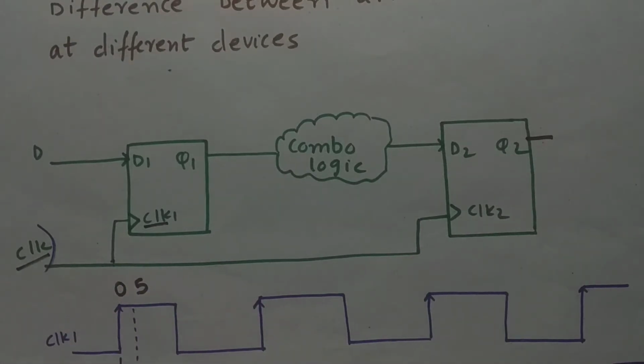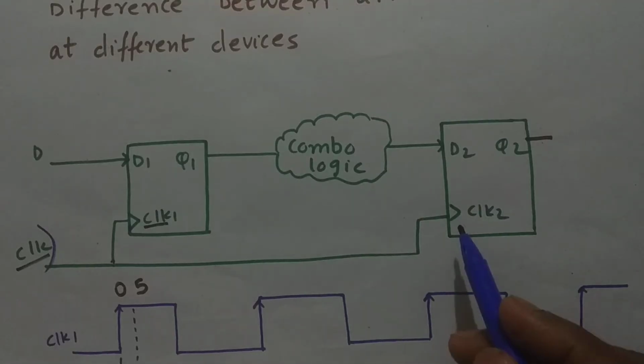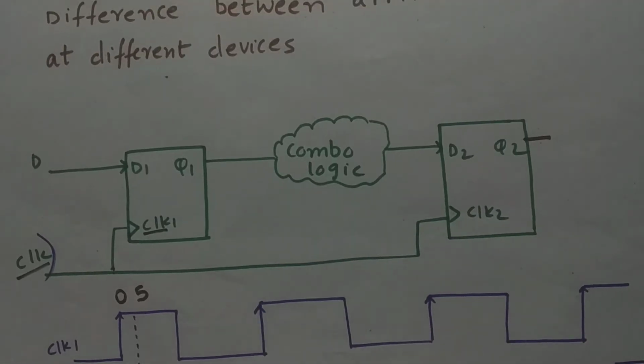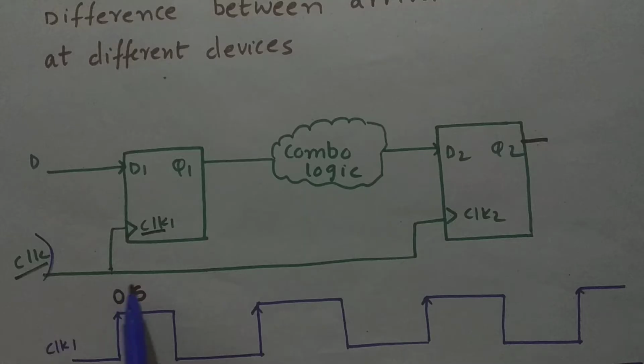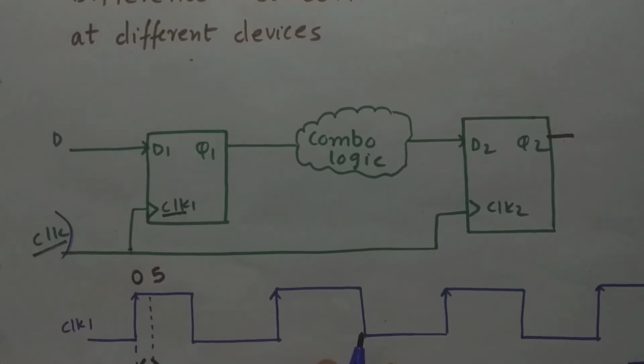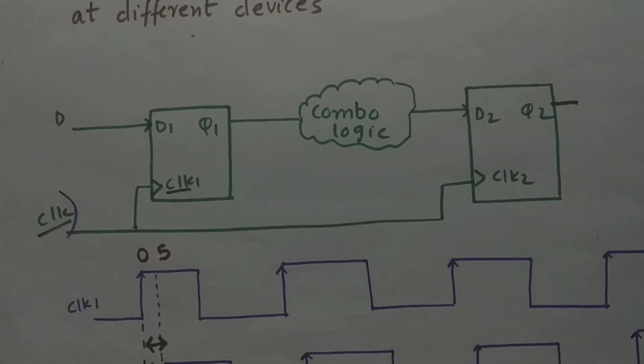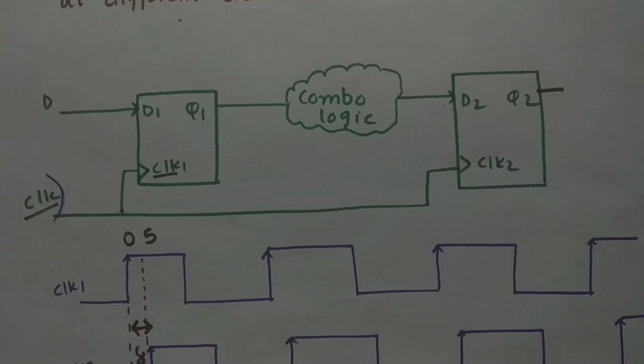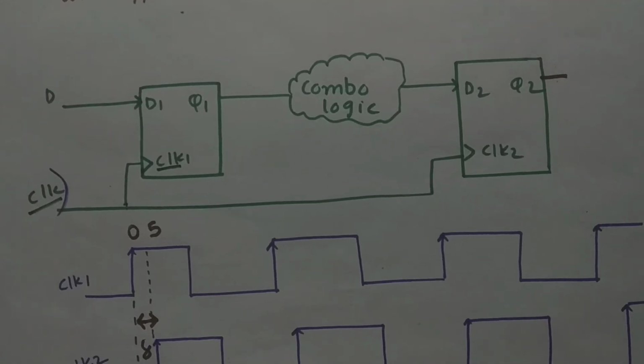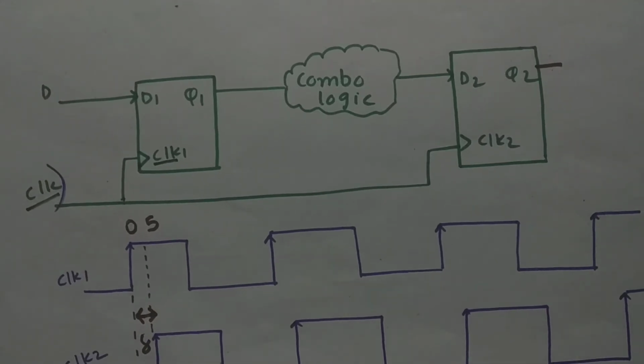As a result, we will have a certain delay over here. This is caused due to the net delay of this wire, or you can say buffers. Now let's look at the timing diagram. Here the timing diagram shows like this.